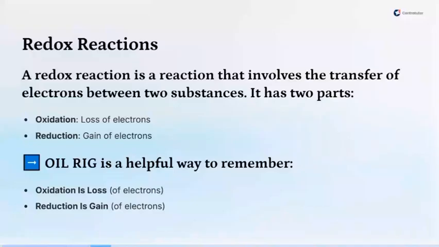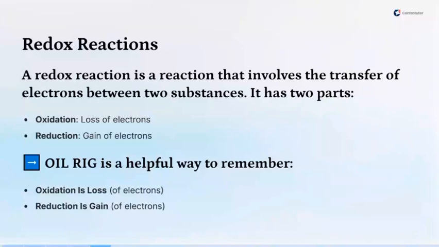Anytime they say a species is undergoing oxidation, it means it is losing an electron. When they say a species is undergoing reduction, it means it is gaining an electron. So this OIL RIG is an acronym that I see as suitable for us not to confuse which is which. Oxidation is a reaction that involves the loss of electron, while reduction is a reaction that involves the gain of electron.